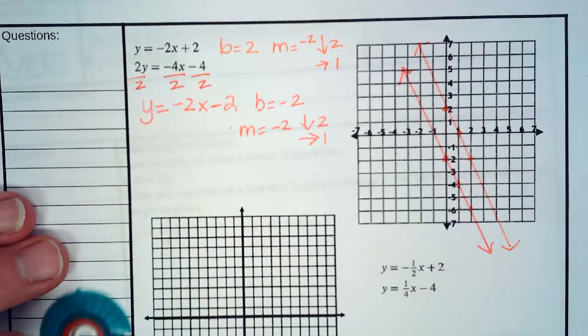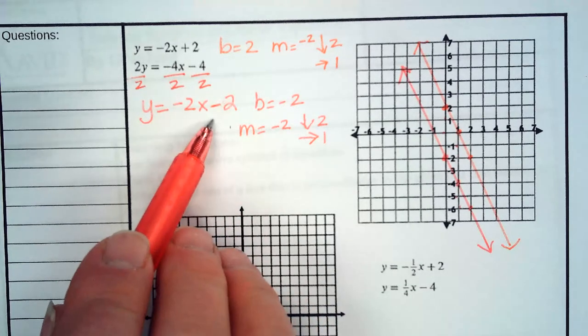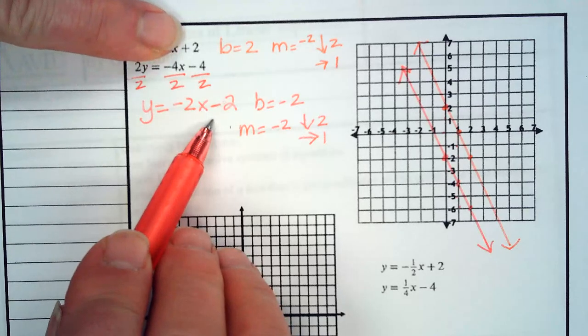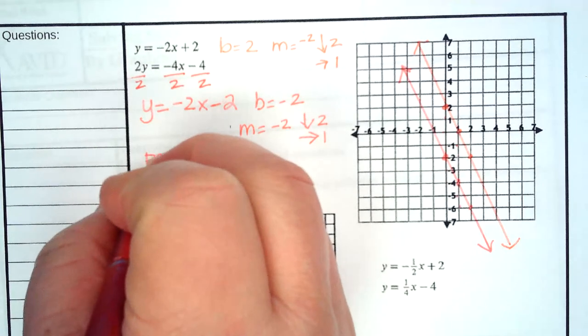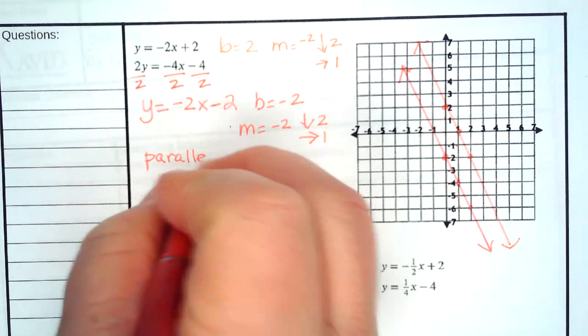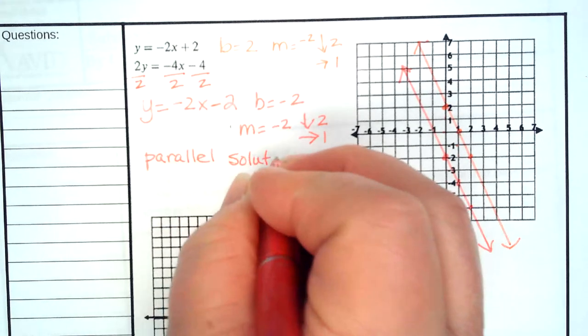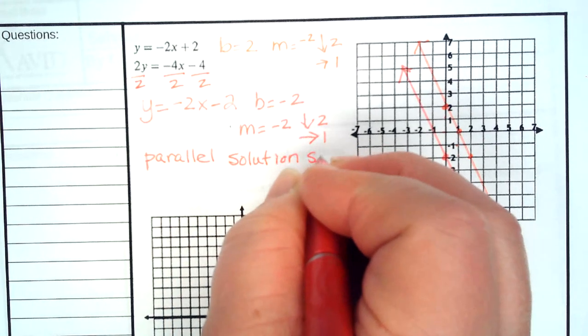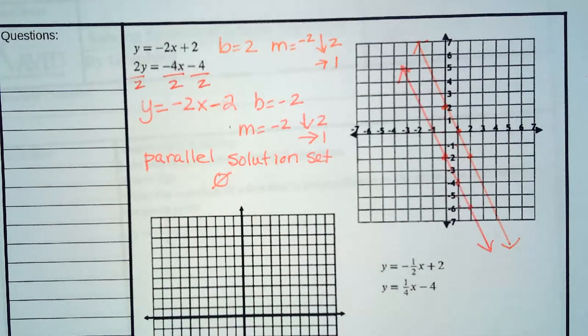What kind of line are these? Well, they've got the exact same slope, but different y-intercepts, which means that they are parallel, and the solution set is the empty set. They don't ever touch, there's no points in common, there is no solution.